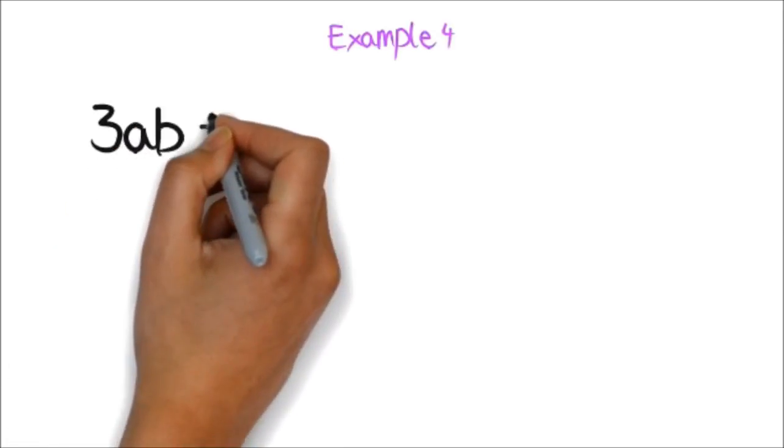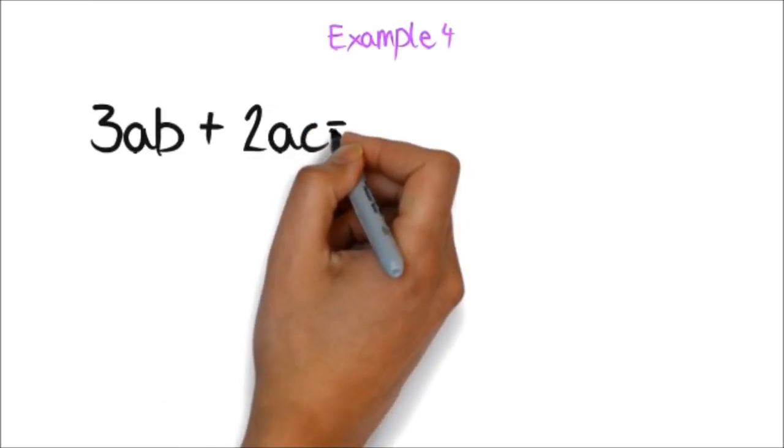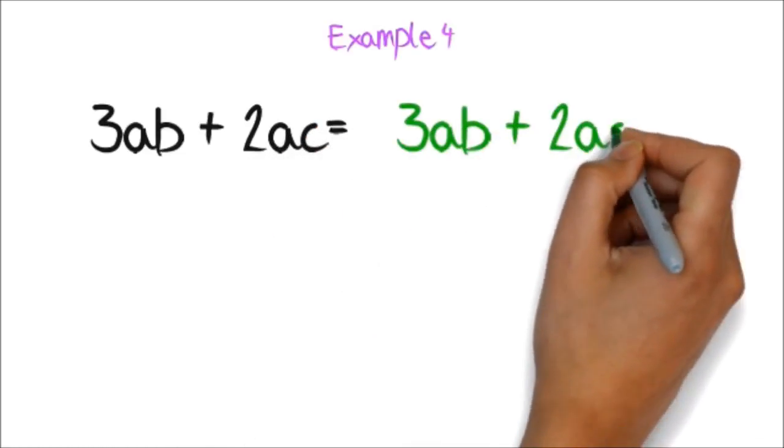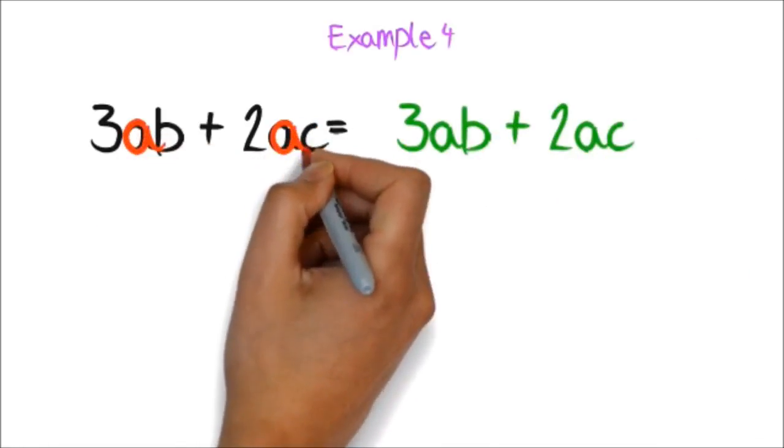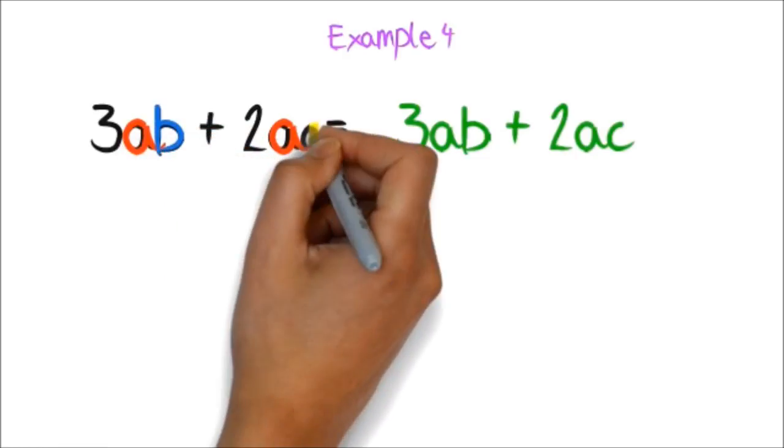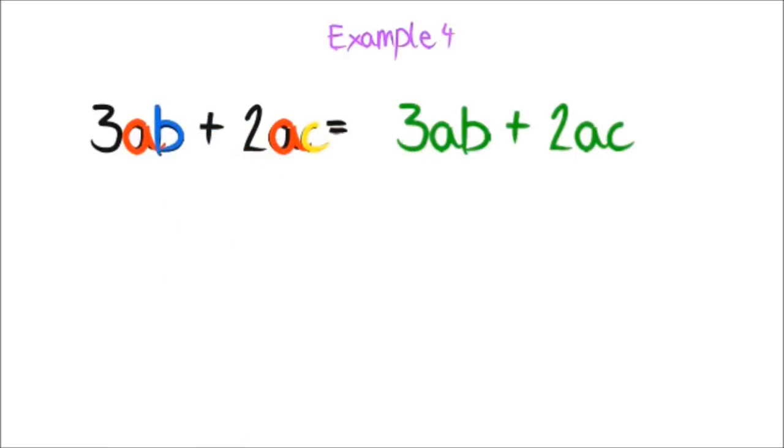Example 4. You cannot add 3ab plus 2ac. Although they both have a, one is ab and the other is ac. They must be exactly the same before you can add them.